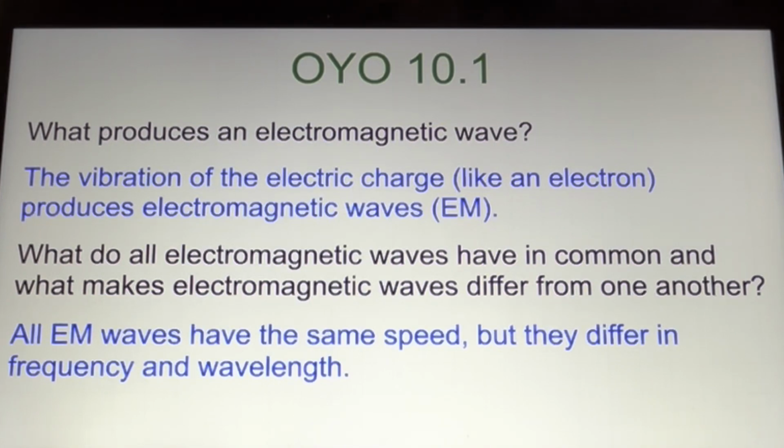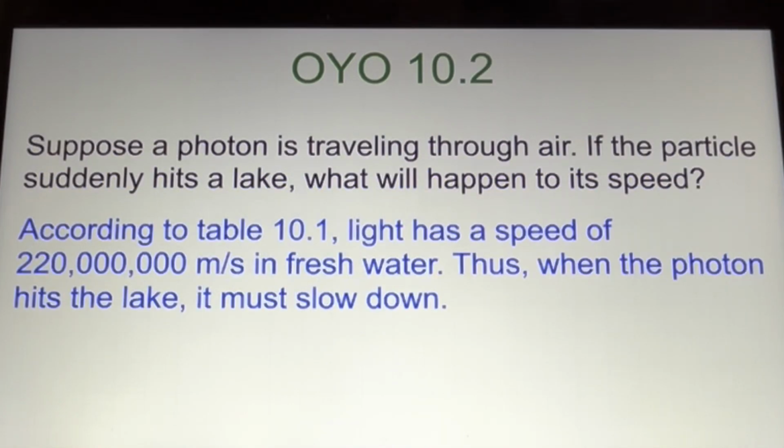All right, on your own, what produces an electromagnetic wave? What do all the electromagnetic waves have in common, and what makes electromagnetic waves differ from one another? So the vibration of the electric charge, like an electron, produces electromagnetic waves. All electromagnetic waves have the same speed, but they differ in frequency and wavelength.